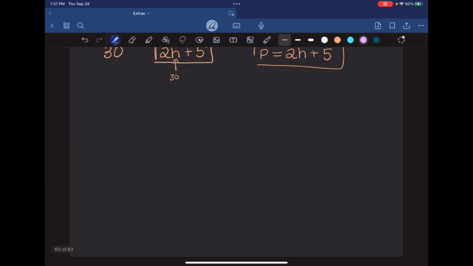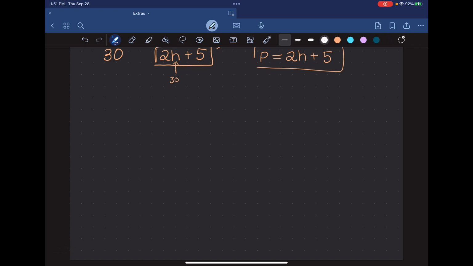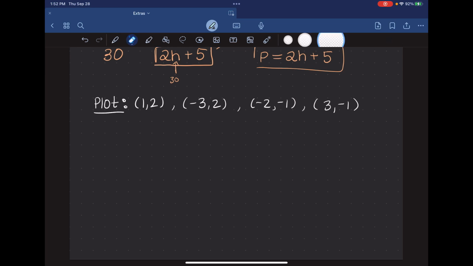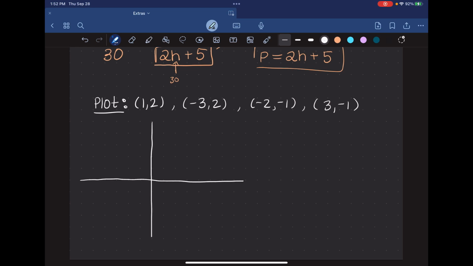Okay, so now, just to make sure that we're all good with it, we're going to plot some different ordered pairs. So suppose we wanted to plot the points 1, 2; negative 3, 2; negative 2, negative 1; and 3, negative 1. And this is just going to be procedural, just to make sure that we're good with working with the coordinate plane. So I'm going to draw my y-axis and my x-axis. And I'm going to use these little dots to help me with my graphing.